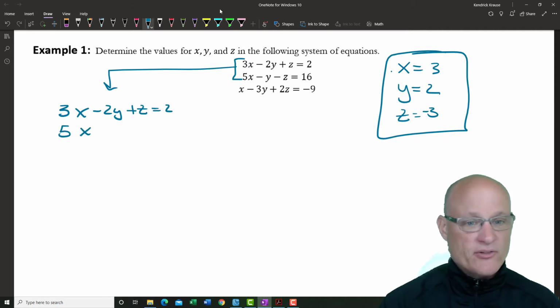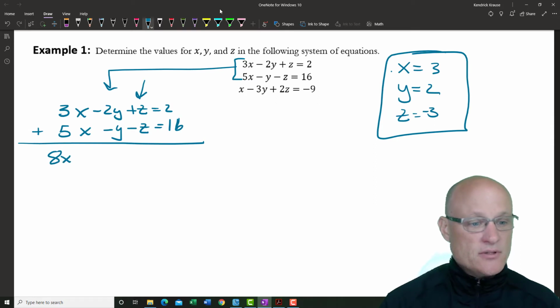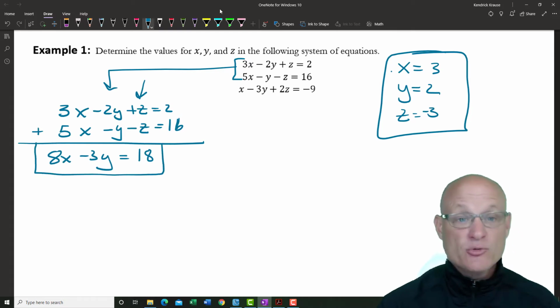The reason I picked this one is because it's really easy right away to get rid of one of the letters. Why? Because these are already opposites. So all I have to do is add them. So when I add these, I get 8x minus 3y equals 18. So now I've created a new equation by putting 2 of them together.